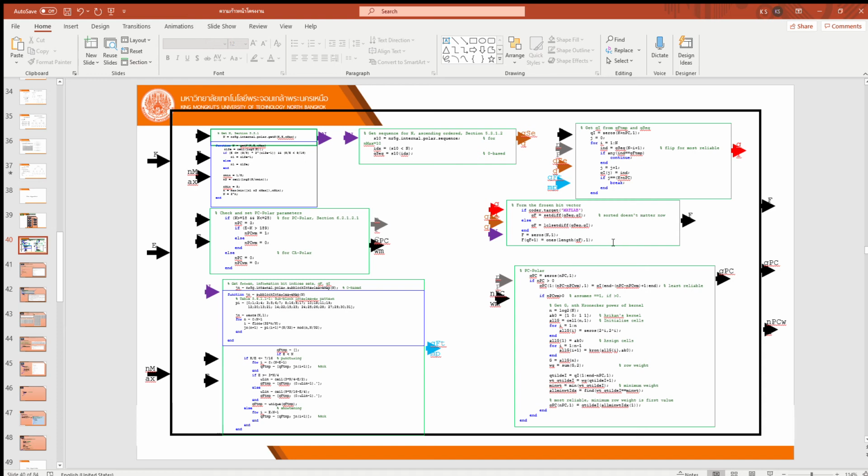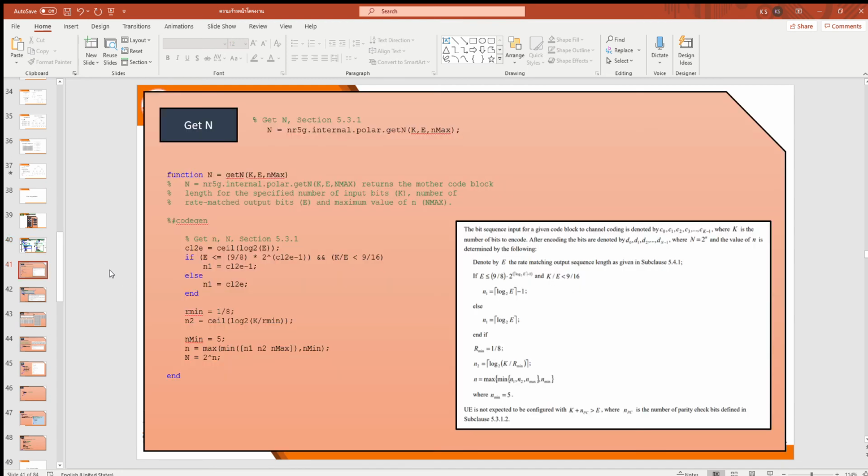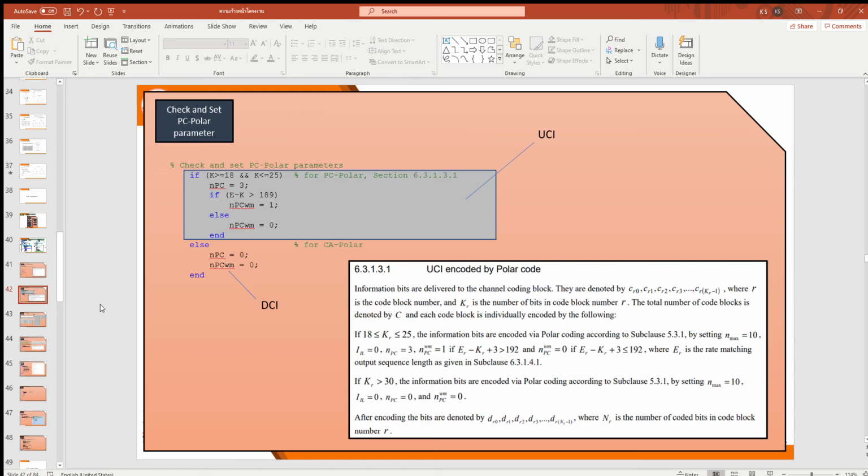And this is the code to use on MATLAB. If we want to do everything in the same one, this is the total code for the polar code. Then we separate each code to get N. How can we get N from the polar code? And this is the code to use. Then we can compare with the theory. Because we don't have much time, we will go a little bit faster. And this one, the theory, is how to check and set PC polar parameters.